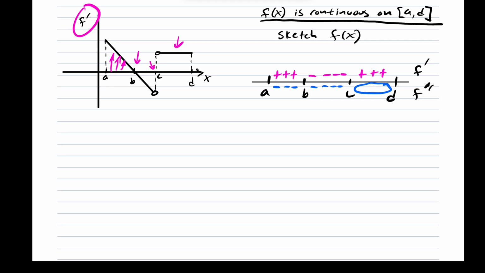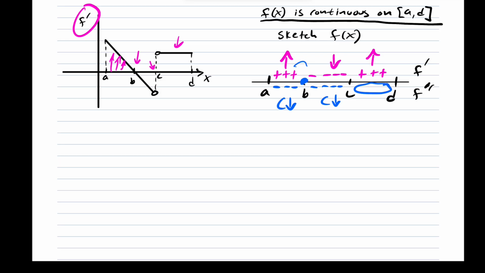So as far as f prime is concerned, f is increasing there, and it's decreasing there, and it's increasing there. As far as f double prime is concerned, that talks about the concavity for f. So I know that f is concave down, and then f is still concave down. And remember at B, since the derivative changes sign, we're going to have a critical point. So what would that look like?